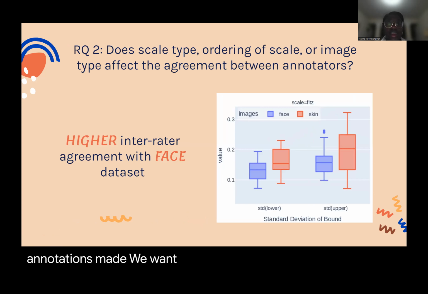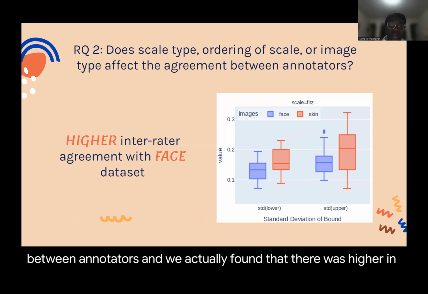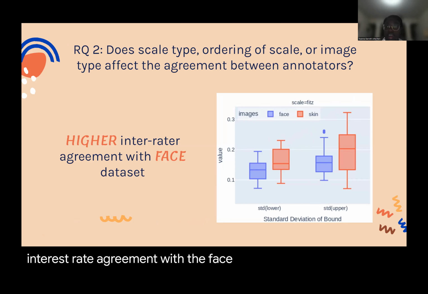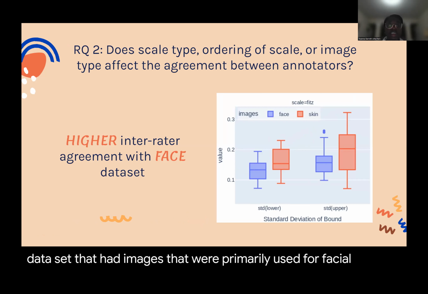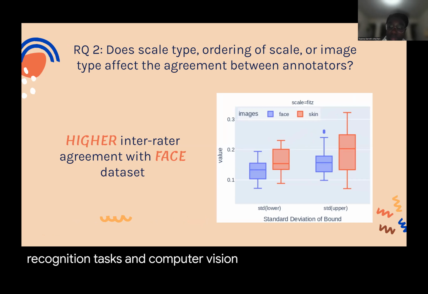Secondly, we wanted to understand how the scale type, the ordering of the scale, or the image type affected the agreement between annotators. And we found that there was higher inter-rater agreement with the face dataset. In other words, the dataset that had images that were primarily used for facial recognition tasks and computer vision.